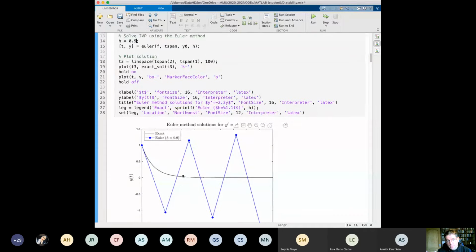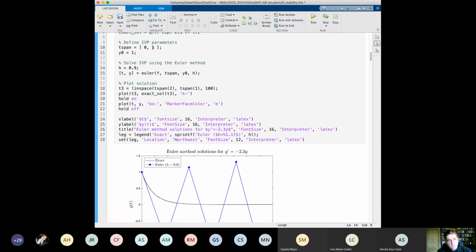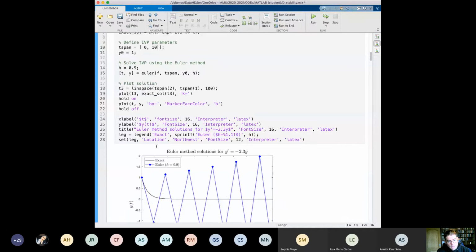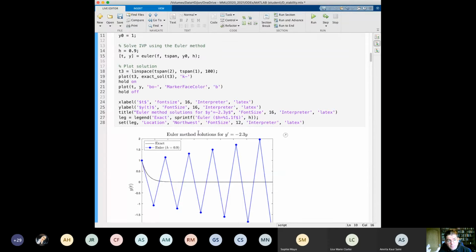So when H was 0.8, we had a stable solution. It was a rubbish solution, but at least it was stable. But when H is 0.9, we have an unstable solution. If we were to extend the domain a bit, so let's do that. Okay, you can see it's just going to disappear off after a few more iterations. We're going to get a useless solution. It's just going to go to infinity. So that's what we mean by stability.